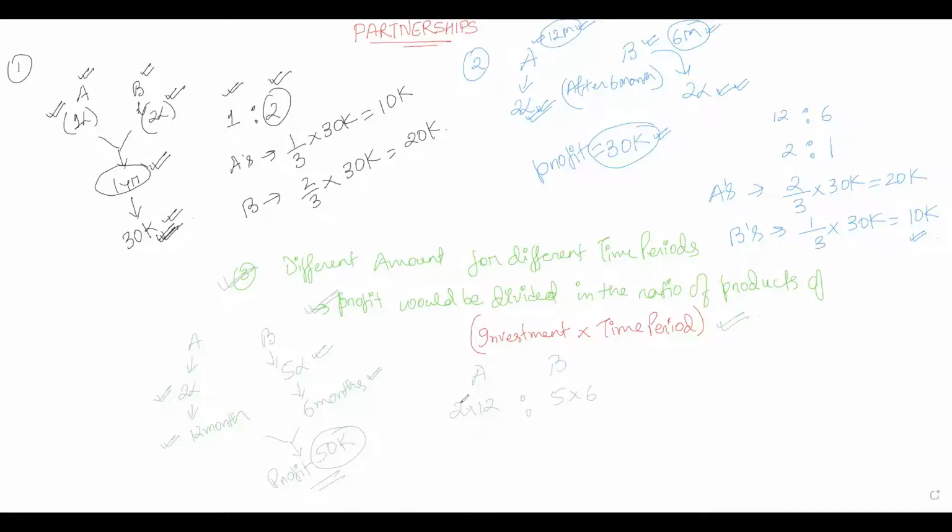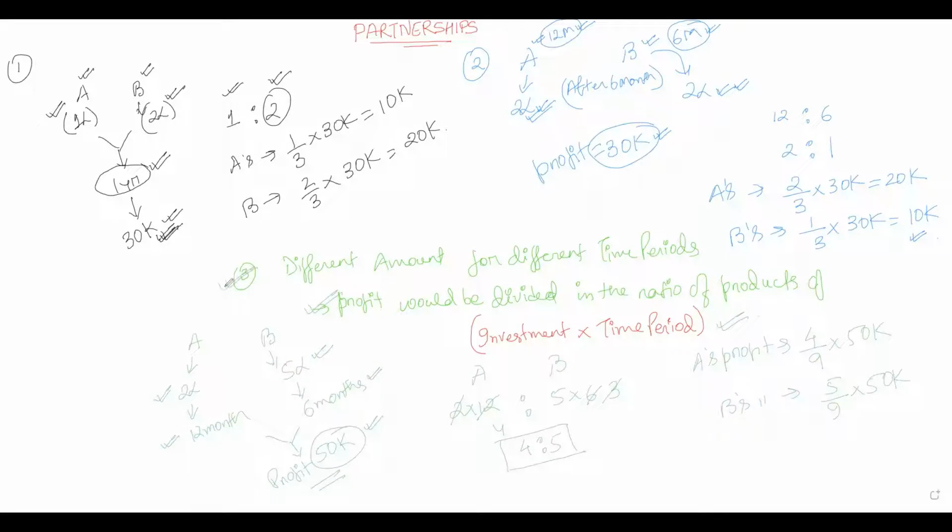So if we just cancel the common factor, this would be 4 and this would be 5. So the ratio would be 4:5. So that means 4:5 is the ratio in which the profit 50K would be divided between A and B. So A's profit in this case would be simply 4 out of the total 9 parts times 50K, and B's profit would be simply 5 out of the total 9 parts times 50K.